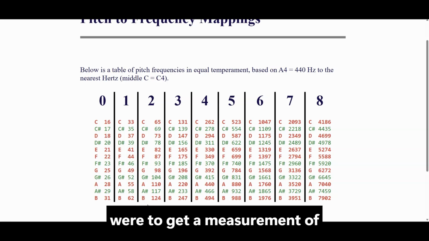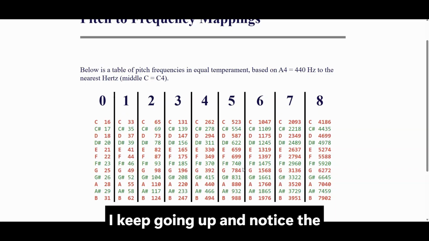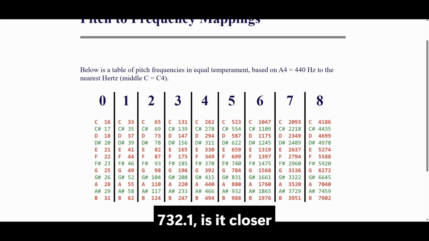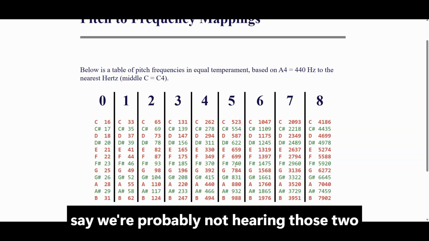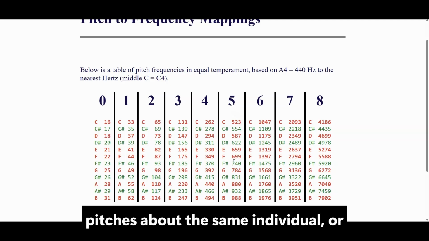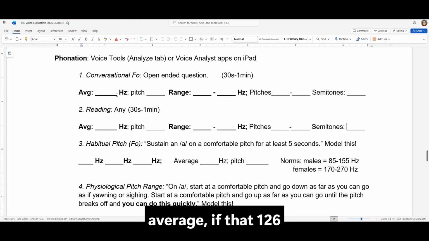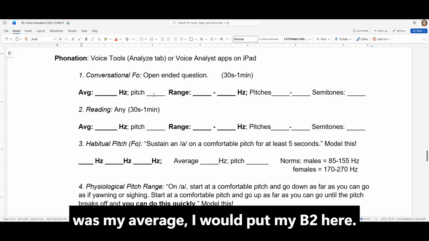If I were to get a measurement of 732.1, I keep going up and notice the range is much bigger here. 732.1, is it closer to 740 or 699? Well, it's actually closer to 740, so that would be F sharp 5. And I would say we're probably not hearing those two pitches about the same individual or from the same individual. So then on my evaluation, right here for the average, if that 126 was my average, I would put my B2 here.